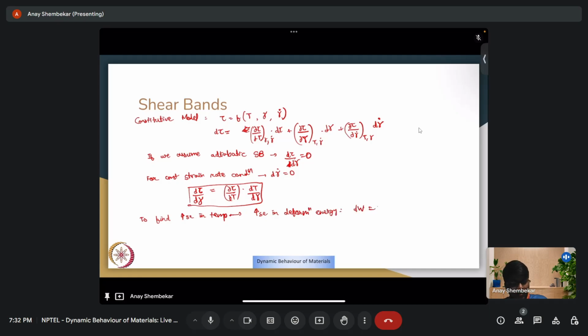dW is equal to tau d gamma, and the increase in temperature is given by rho Cv dT is equal to beta times dW. Beta is usually 0.9, so about 90% of the plastic work converts to heat. So you can write delta T is equal to beta by rho Cv integral tau d gamma.